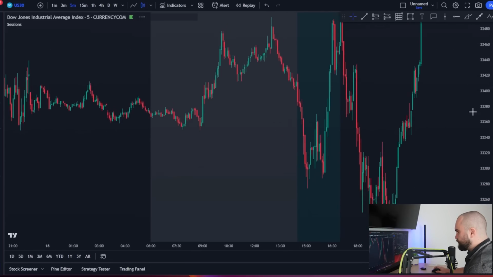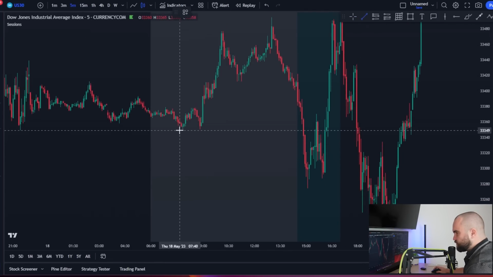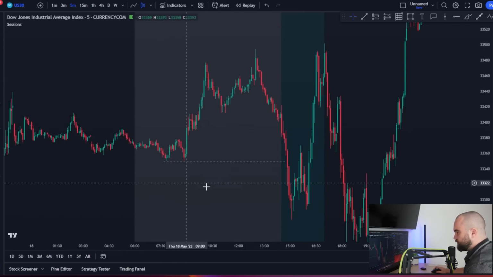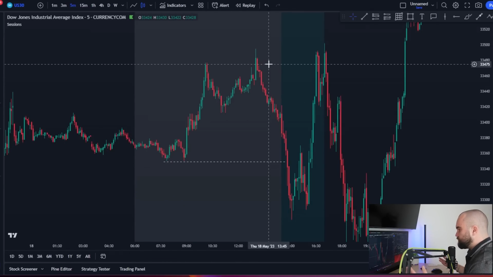So when we get the sweep of structure right here, okay, this was the lowest part in the gray box. Again, guys, if you haven't seen my Judas swing video, please go watch it. It's down below. You'll understand why we're looking for these sweeps.